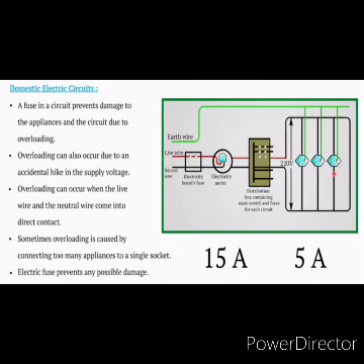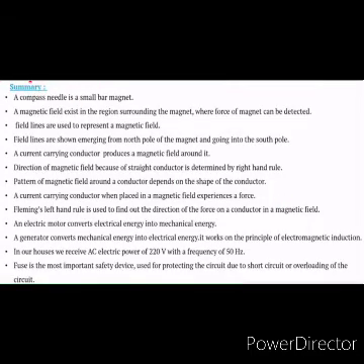So I hope you have understood these concepts, children. First we studied about the generator and the two types of generator. Then we saw the domestic electric circuit. Now let us quickly recap. From the beginning of the chapter, what have we studied? We have studied that a compass needle is a small bar magnet. Then, the magnetic field exists in the region surrounding the magnet where the force of the magnet can be detected. Field lines are used to represent a magnetic field, and field lines are shown emerging from the north pole to the south pole. That is, they emerge from the north and merge in the south pole.